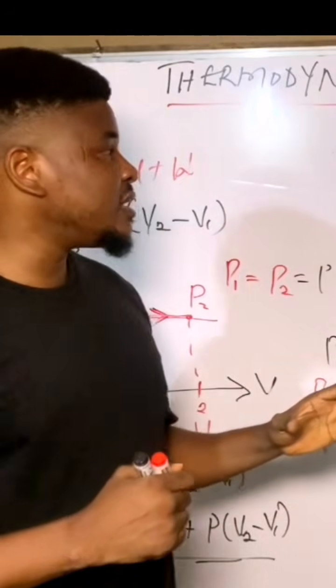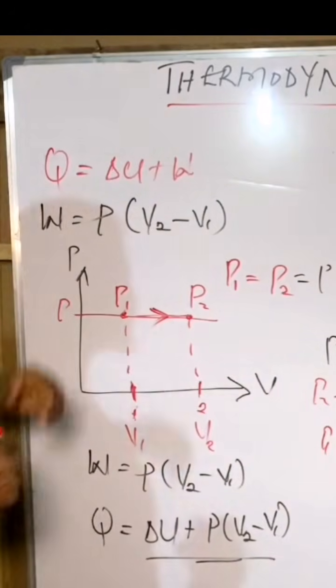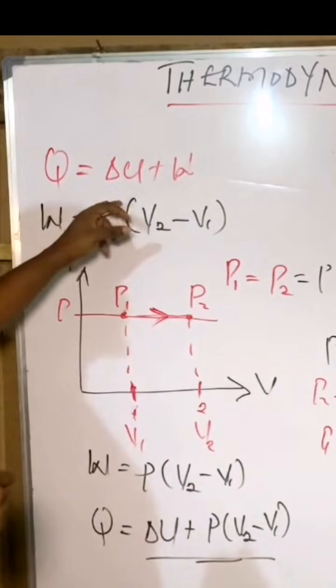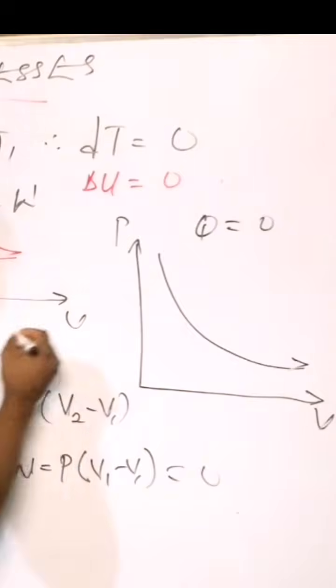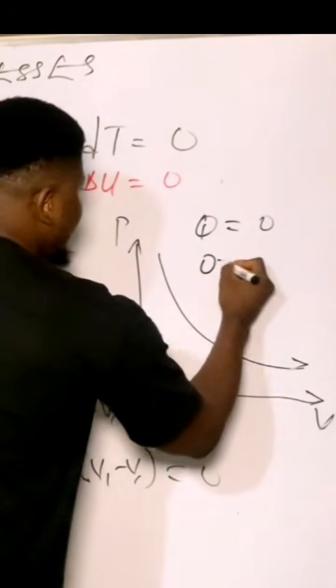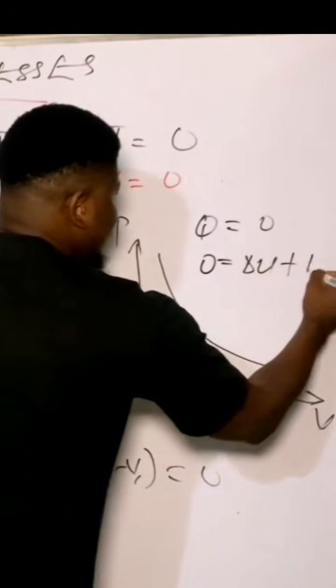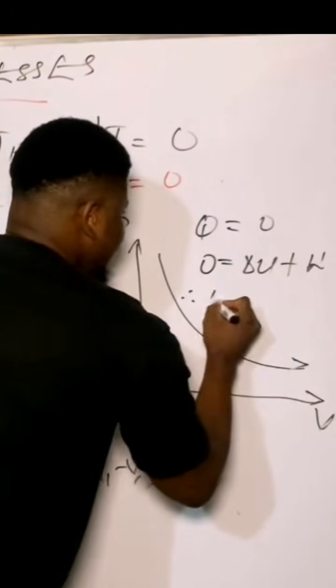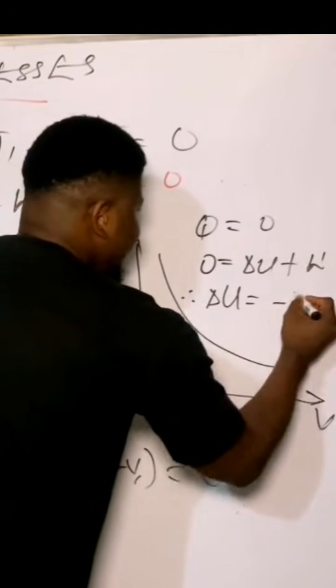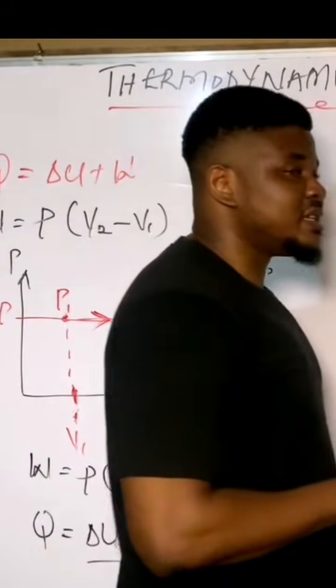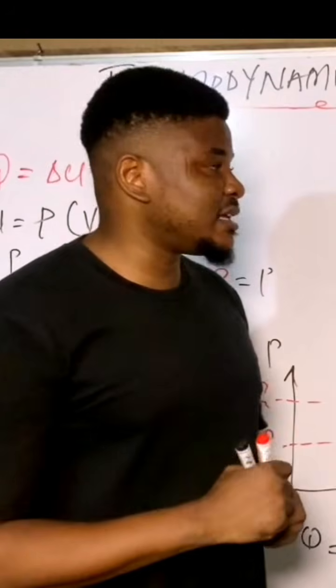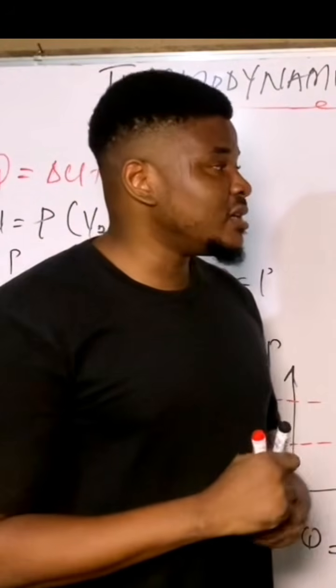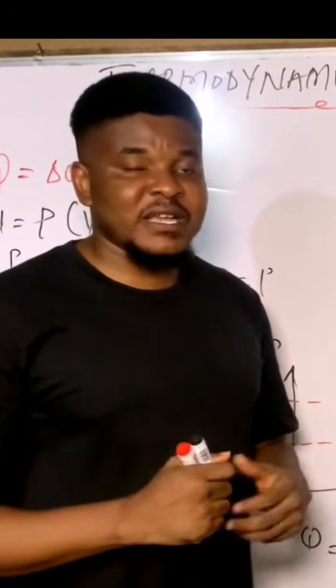And if it is 0, then that simply means that from the first law of thermodynamics, 0 is equal to change in U plus W. So you're going to have 0 equals change in U plus W. And therefore, change in internal energy is going to be negative work done. So this simply means that the higher the change in internal energy, the lower the work done, and vice versa.